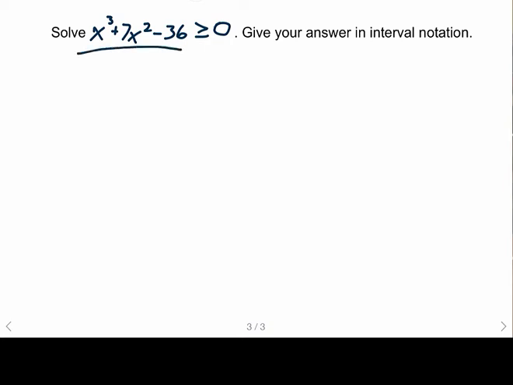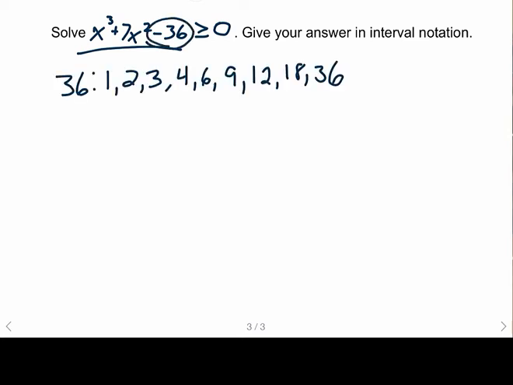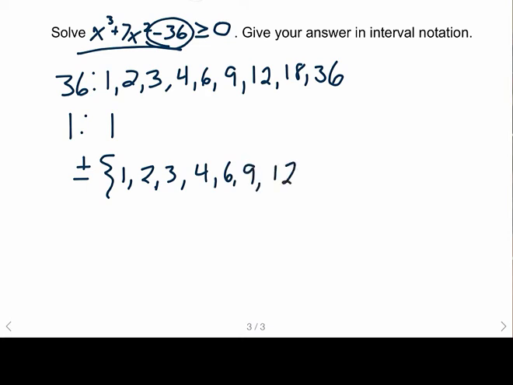And so, as you may recall, what we need are factors of 36 divided by factors of 1 to give us a list of possible zeros of 1, 2, 3, 4, 6, 9, 12, 18, and 36. And as you hopefully recall, what we do is we guess from this list using all of our tools and synthetic division. I'm going to go ahead and use a 2.